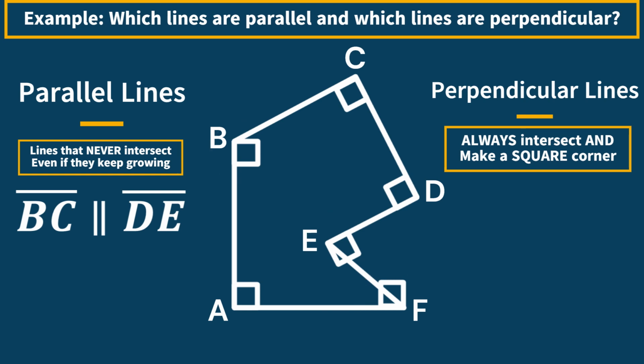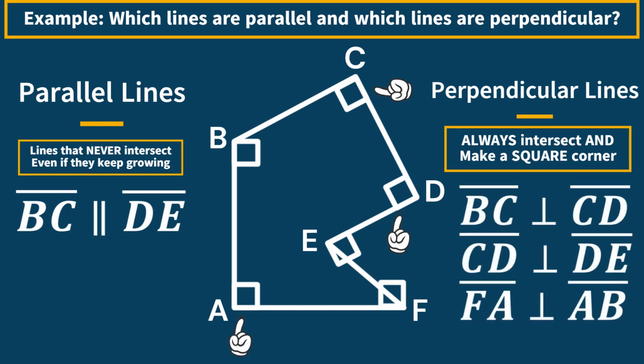Now, if we look at the squares at the intersections of lines BC to CD, CD to DE, and FA to AB, the squares fit perfectly. That means these lines are perpendicular.